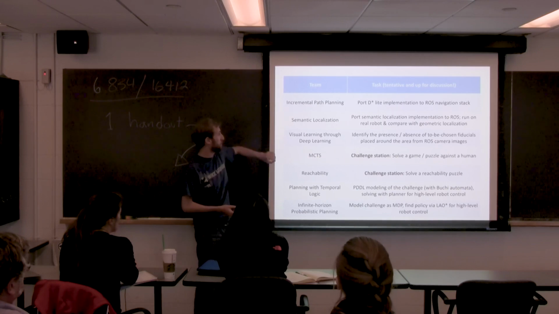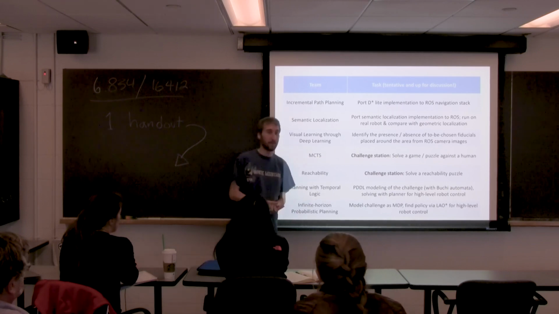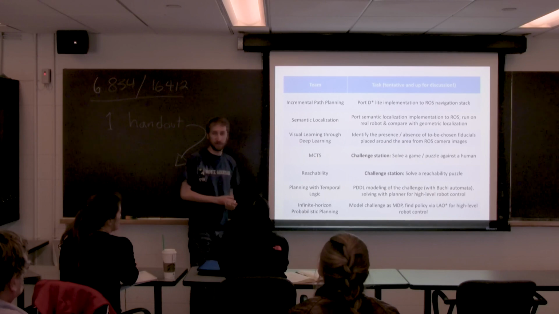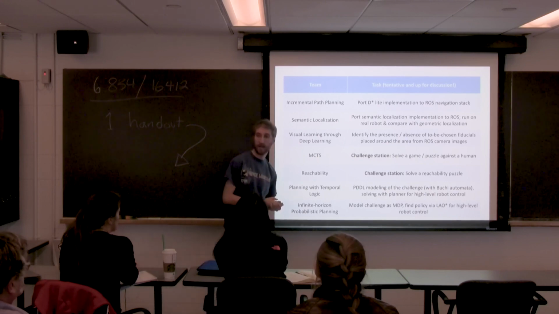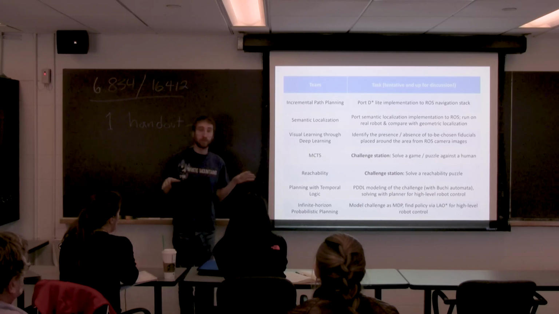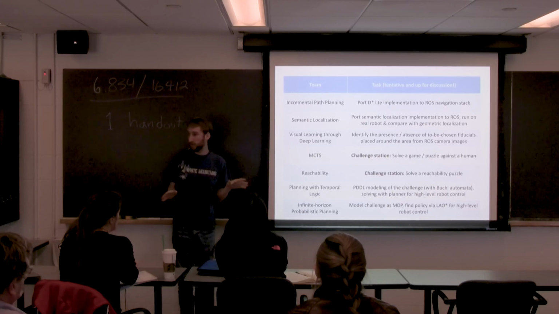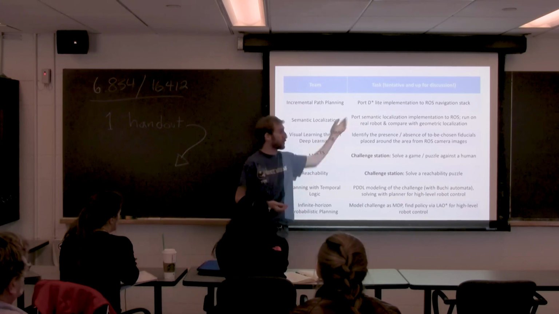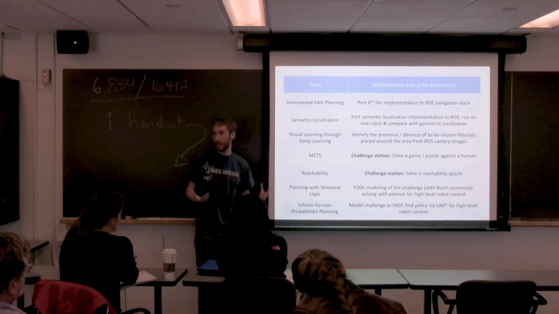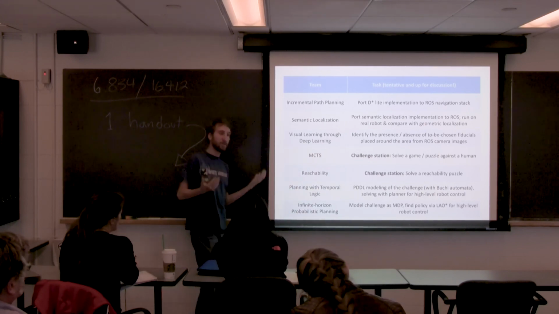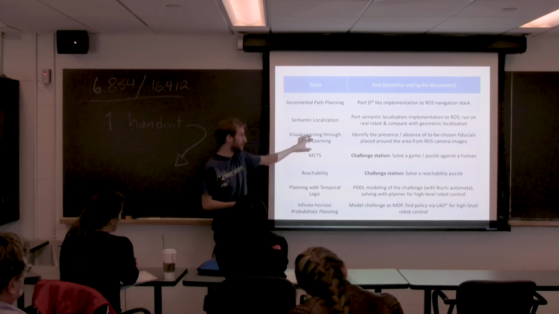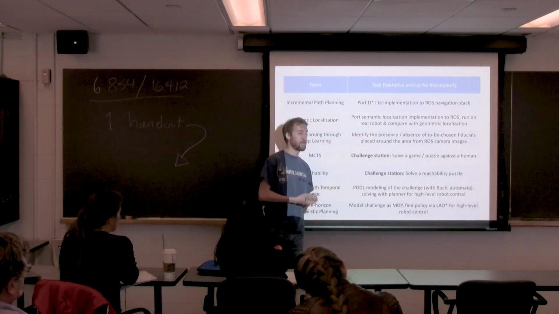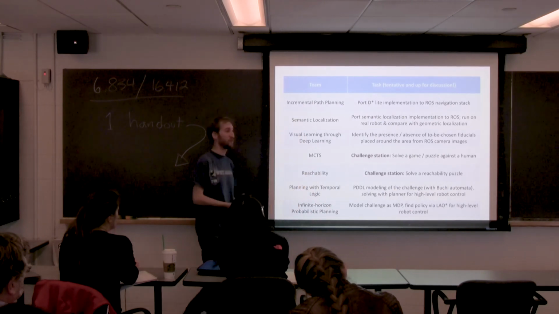The semantic localization group is obviously very applicable to the grand challenge. You need to know where you are. The robot that we have now can do normal metric localization, so it can know where it is. But what would be interesting is to compare semantic localization to that one. But how would you do semantic localization? Well, we can use a camera, and we can use the visual classification through deep learning group.